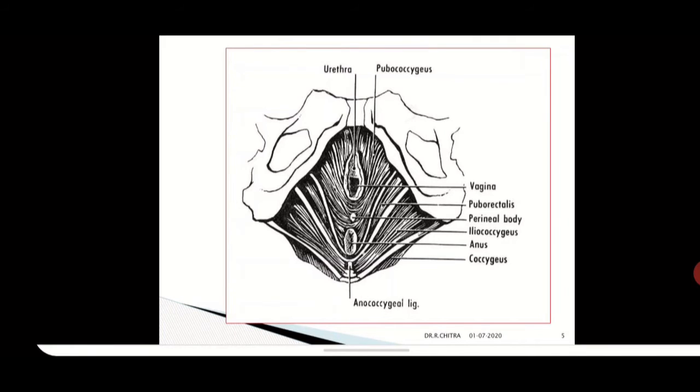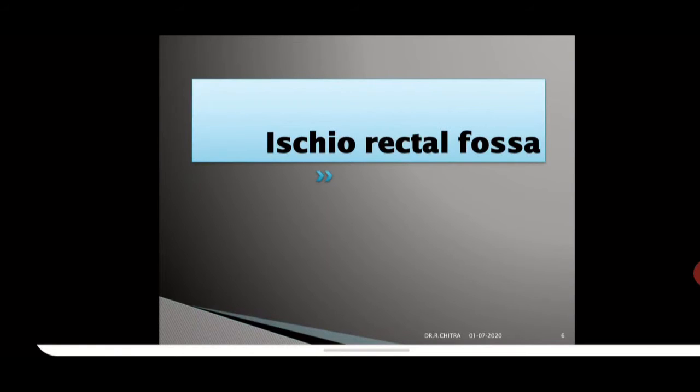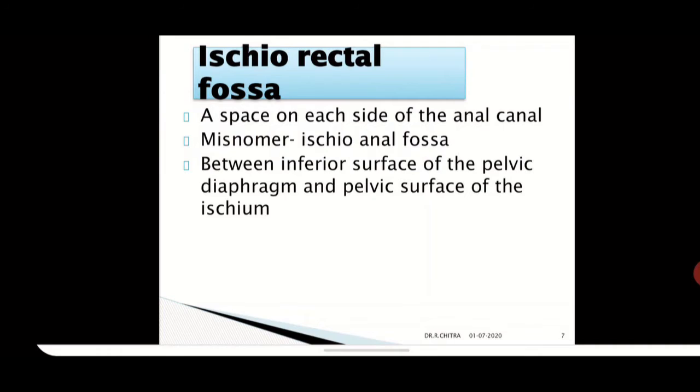If you dissect the skin on either side of the anal orifice, on either side of the anal canal, this space is present. This fossa is present. That fossa is the ischiorectal fossa. A space on each side of the anal canal. That is the definition. But it is called ischiorectal, so this is a misnomer. It should properly be called the ischioanal fossa.